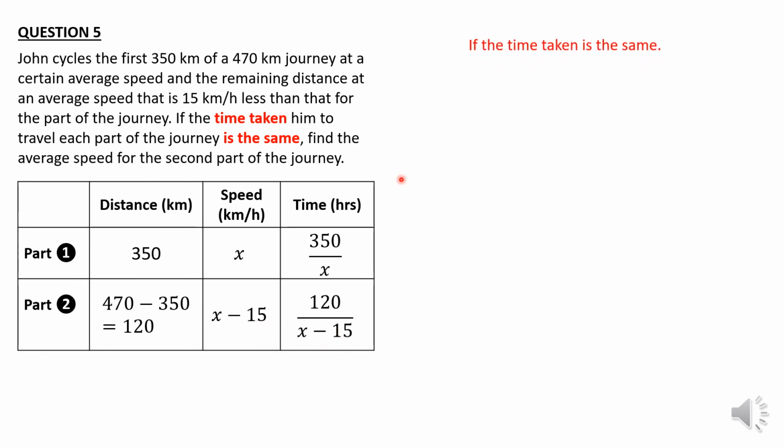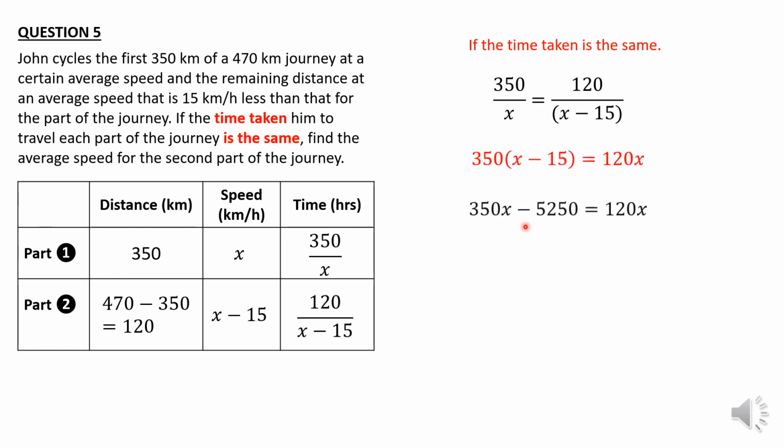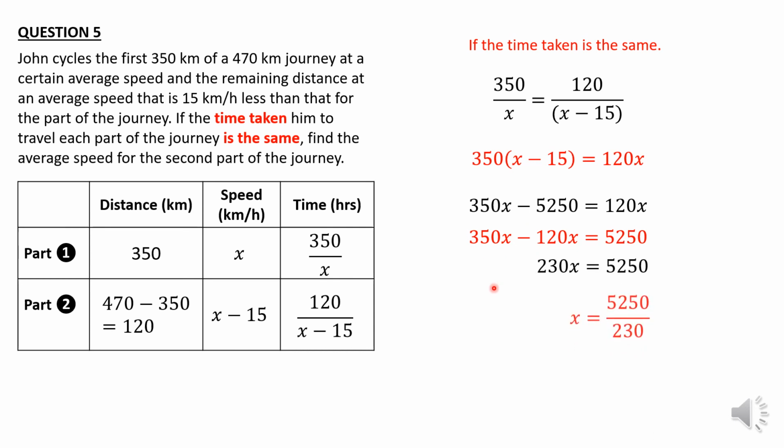Right, so the time taken is equal. So I'm going to take my 350 over x and equate it to 120 over x minus 15 because the times taken are the same, they're equal. So from here, cross multiply and solve this particular equation. Alright, so you should arrive at x is nothing but 22 and 19 over 23 kilometers per hour. And that is the speed that we calculated.